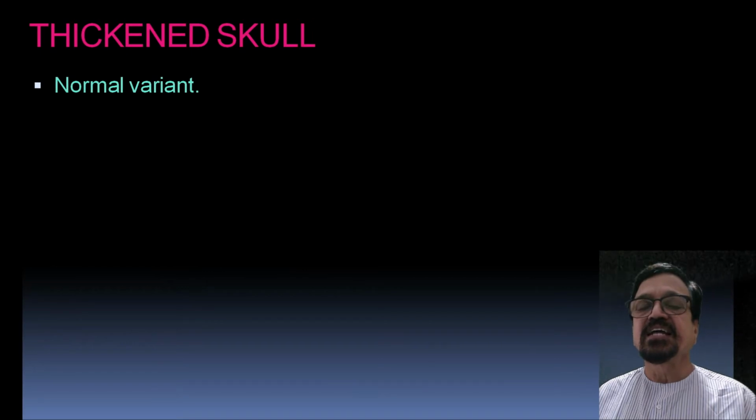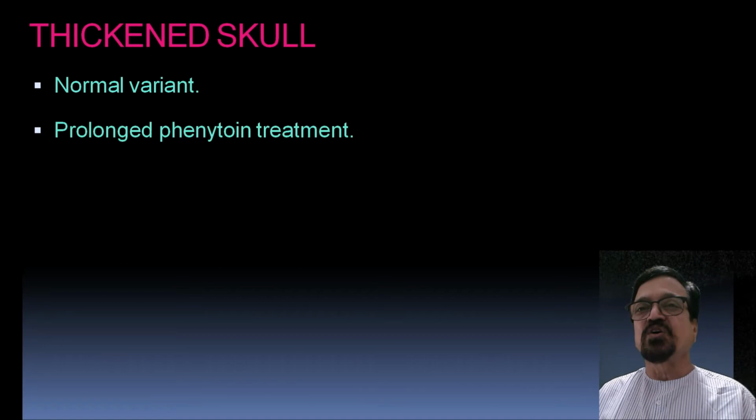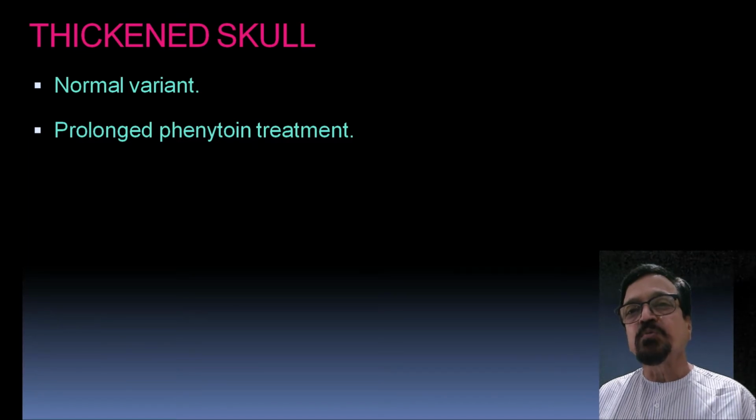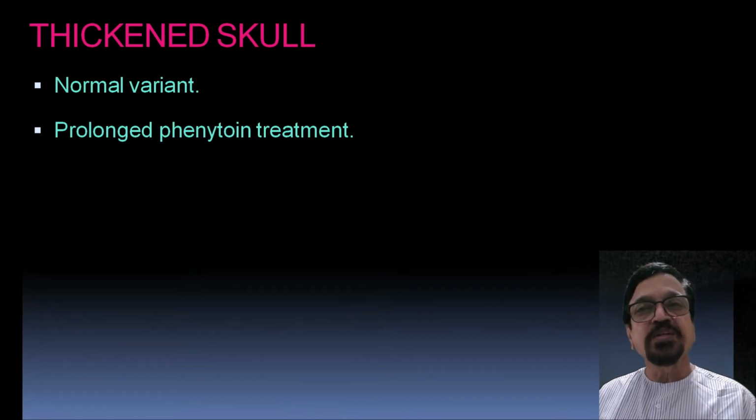Then thickened skull. We have seen a lot of features of the MPS. One of the features is a thickened skull. Is a thickened skull pathognomonic? Is it a characteristic finding of any disease? The answer is no. What is the differential for thickened skull?